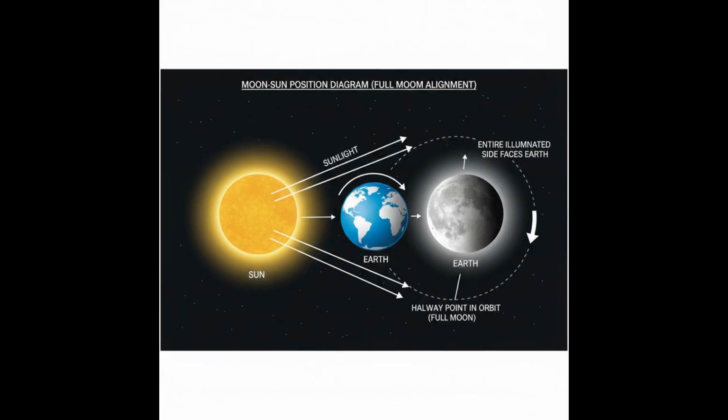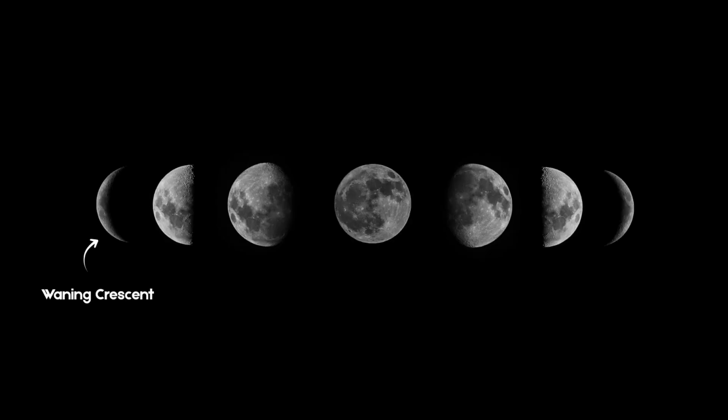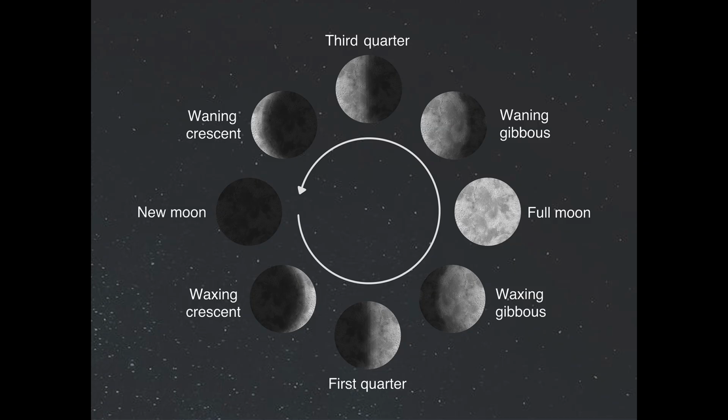When the moon completes half of its orbit, it's opposite the sun in the sky, and its entire illuminated side is visible to us. This is called a full moon, and it rises at sunset and sets at sunrise, so it's visible throughout the night. The waning moon looks like it's shrinking because it's getting closer to the sun. A golden quarter moon rises around midnight and stays high in the sky until the next morning.